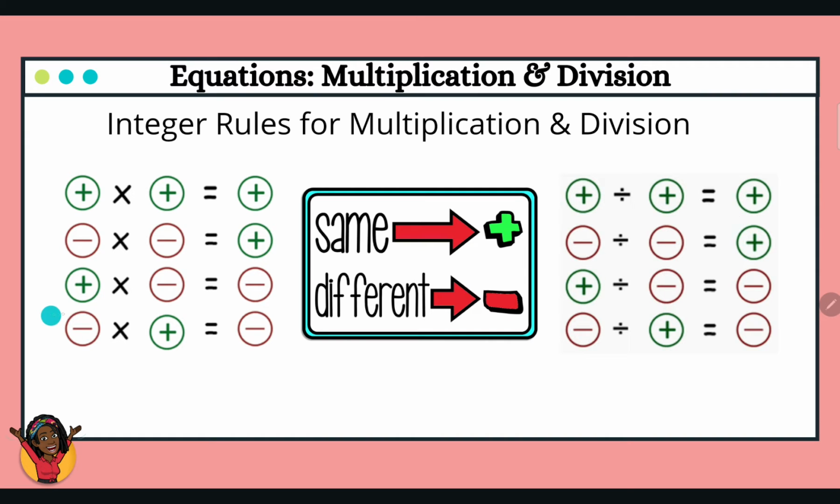Now let's take a look at our different signs. Positive times negative is negative. Negative times a positive is negative. The same goes for division. Please do not confuse these rules with addition and subtraction. For addition, when we have the same signs, we add and keep the sign of the higher number. For subtraction, we subtract and keep the sign of the higher number.